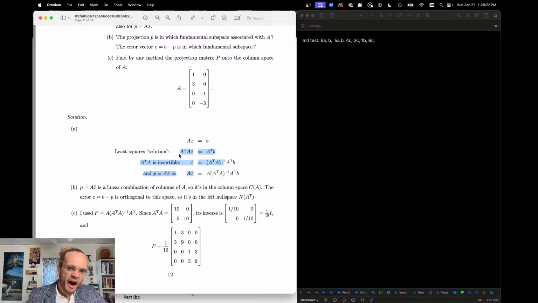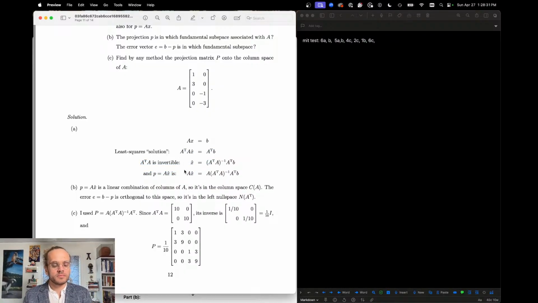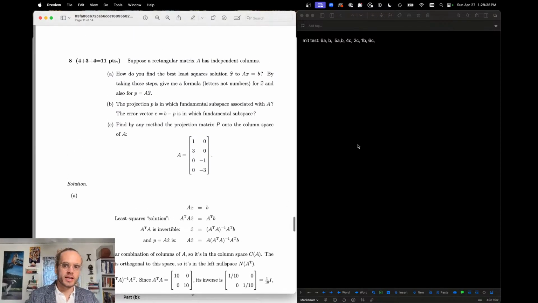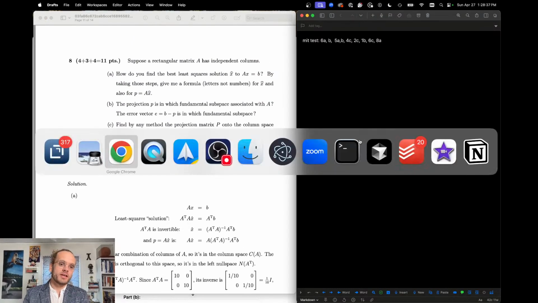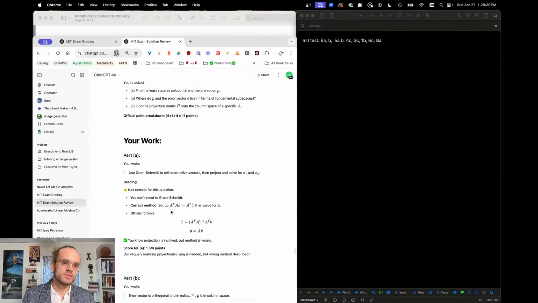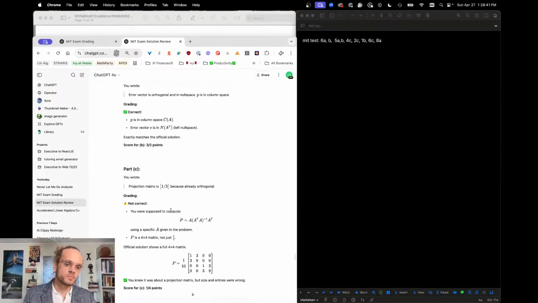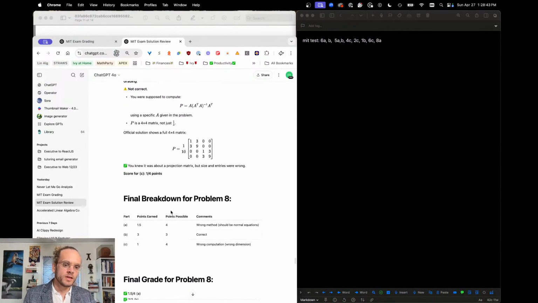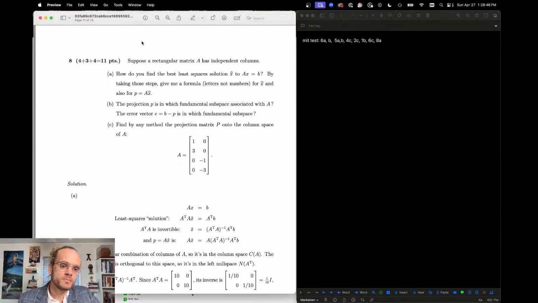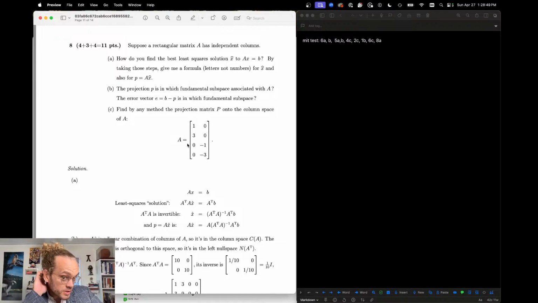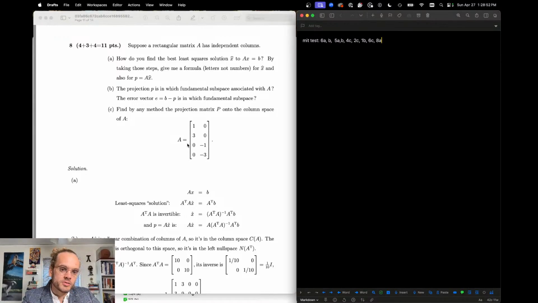Oh boy, okay. I should screenshot that. I'll do it later. That's worth reviewing. 8A. How many points did I get off on 8? Yeah, I got part B correct. Let's see what part B was again. The projection is in which fundamental subspace? The error vector is in which fundamental subspace?